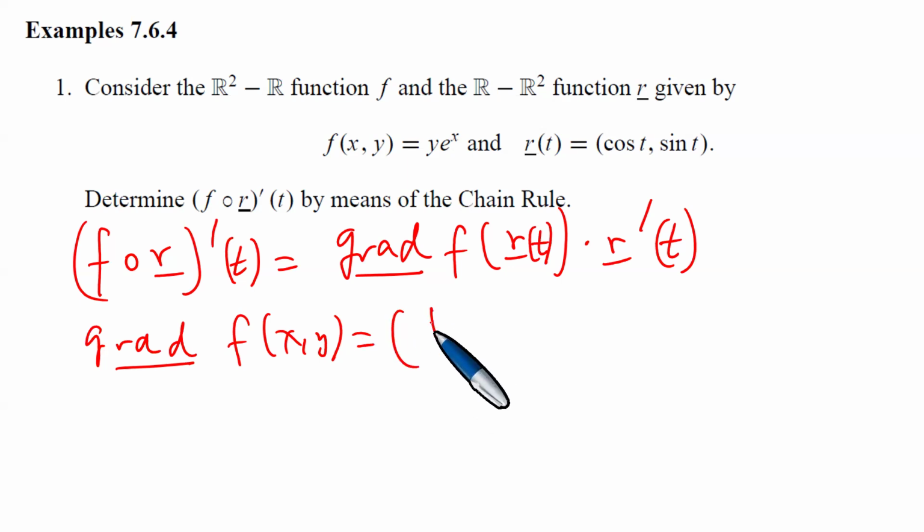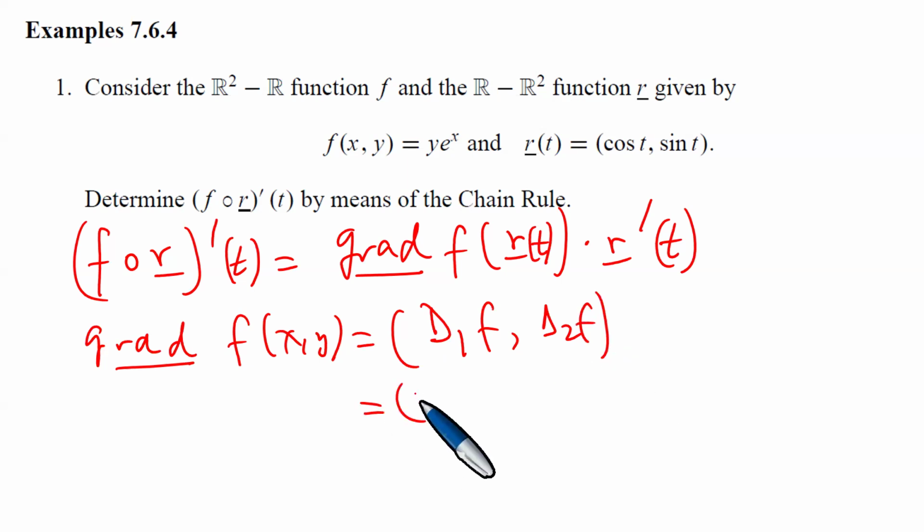The gradient of the function f is the same as d1f, d2f, which is the derivative of this one with respect to x, which becomes y e to the x, and the derivative of this one with respect to y, which equals e to the power x. We're good, because the partial derivative of y is 1. And we have exactly this.